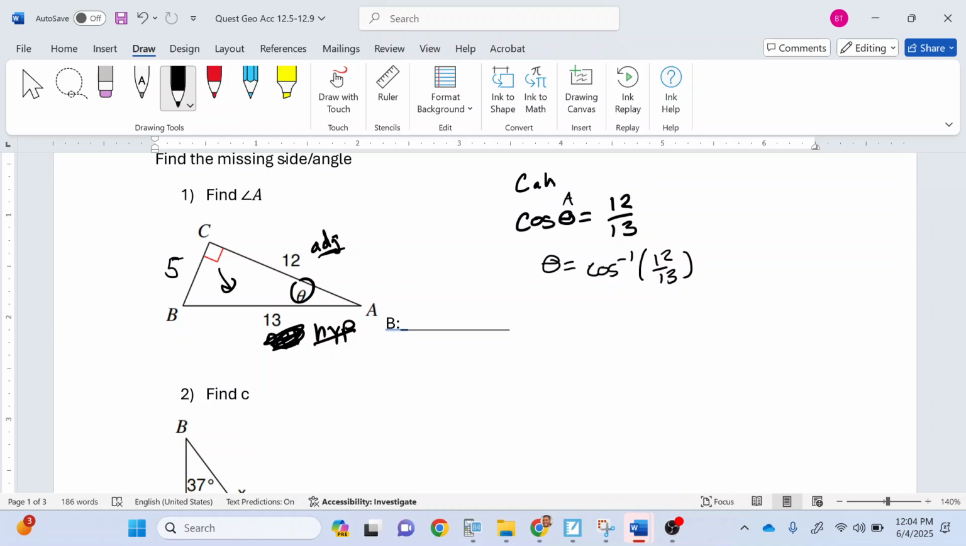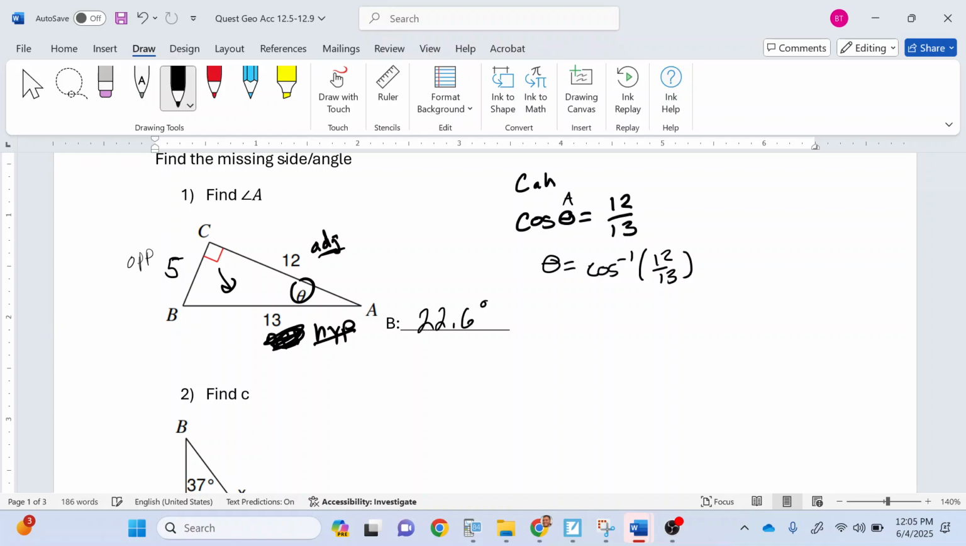I'm sorry. It should be opposite over hypotenuse. I fixed it up here. I apologize. Opposite hypotenuse. This one over here is the adjacent. Oh, I'm sorry. This one over here is the opposite. My bad on that. Okay, so yeah, we're gonna go inverse 12 divided by 13 equals 22.6.